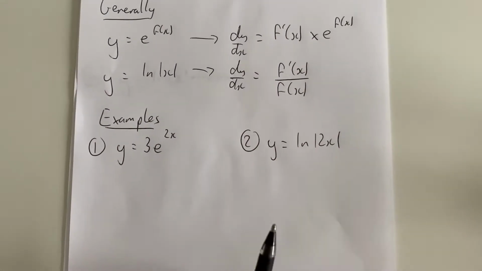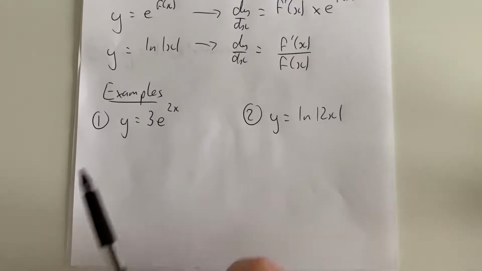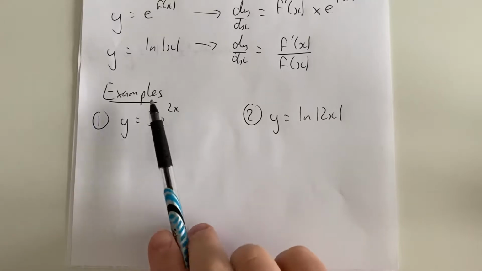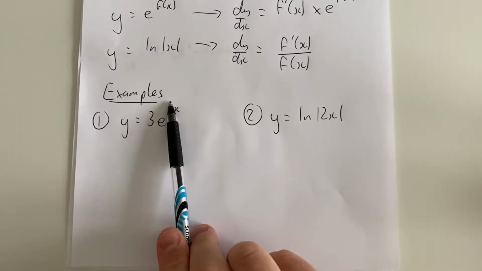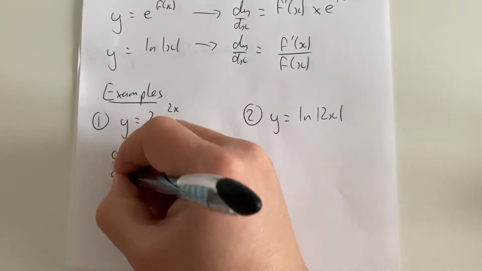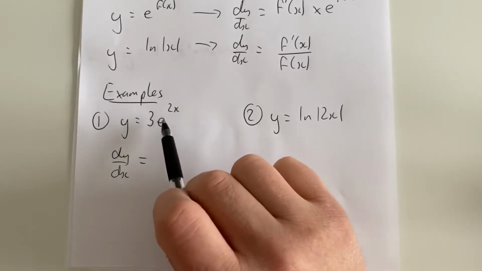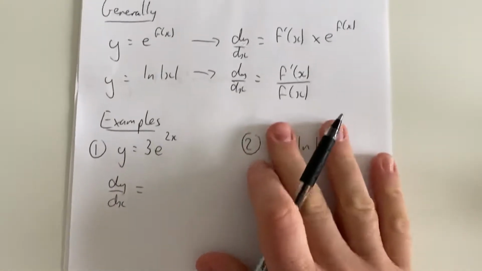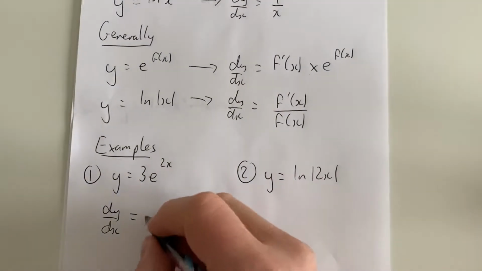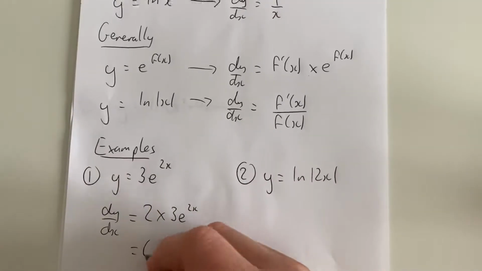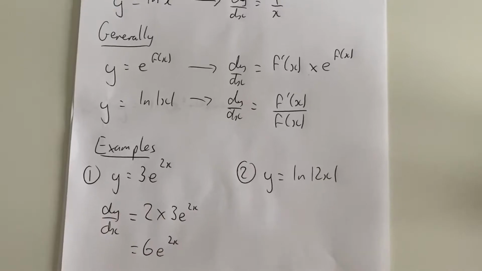So we'll start with a few examples. So if I have y equals 3e to the 2x, if that was just 3e to the x, then it would differentiate to 3e to the x, but it's not. So when we differentiate it, we have to multiply by the differential of this function. So hopefully you can see that there, differential of that function. So you have 2 lots of 3e to the 2x, or 6e to the 2x.